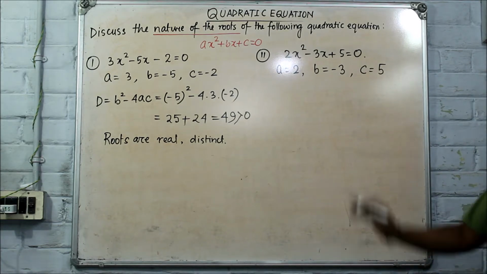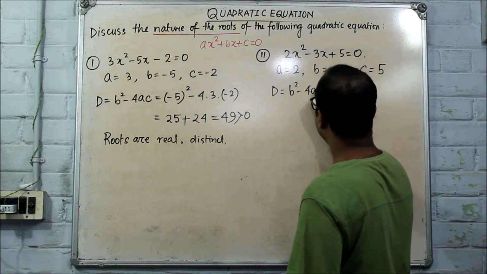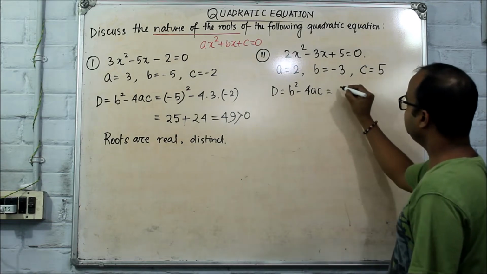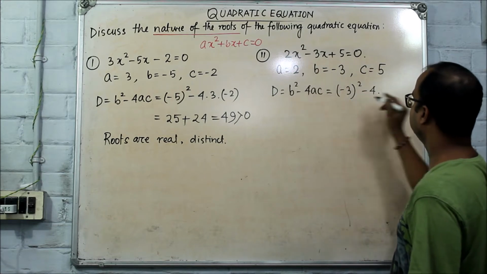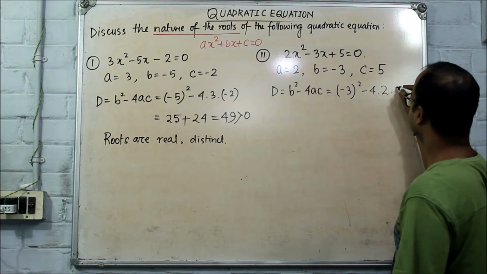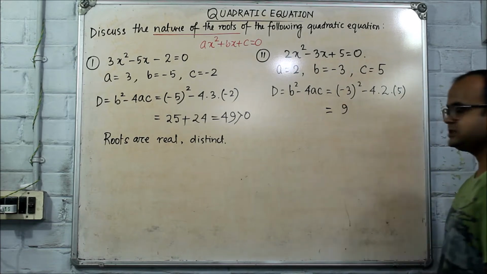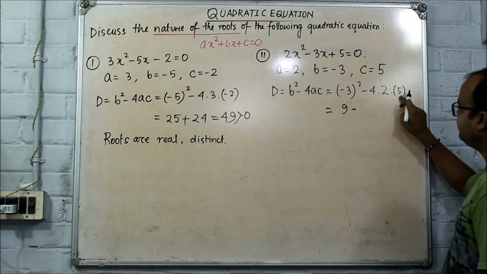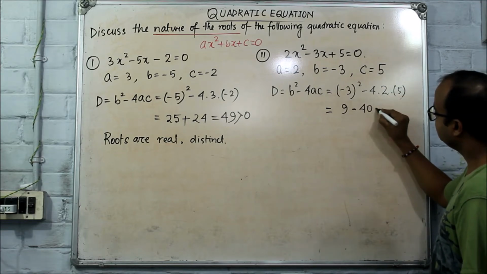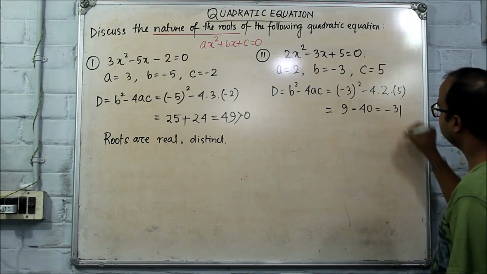Next step is, we write down the formula of d. d is equal to b square minus 4ac. b square means minus 3 square minus 4 into a, 2 into c, that is 5. Minus 3 square means 9, minus 3 into minus 3, 9, minus 4 into 2 is 8, 8 into 5 is 40. 9 minus 40 is equal to minus 31.